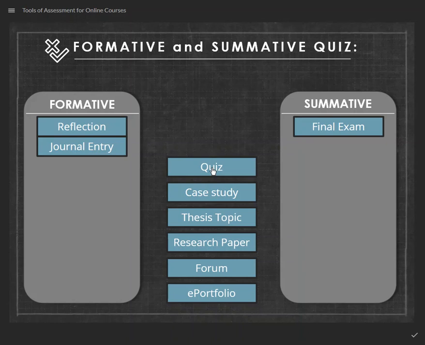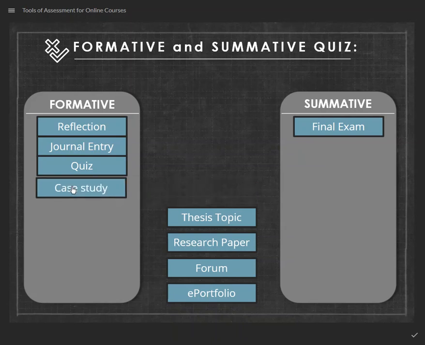Yeah, so there can be overlap between these. So oftentimes when we think of quizzes, it's happening throughout the course, and students are getting feedback. So we could put that in formative, but you're right, it could also be summative, and same with case study. It could be formative, or it could be summative.